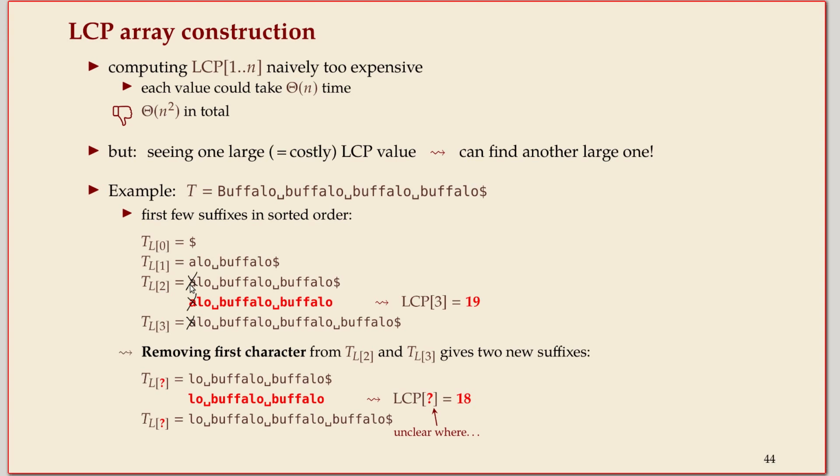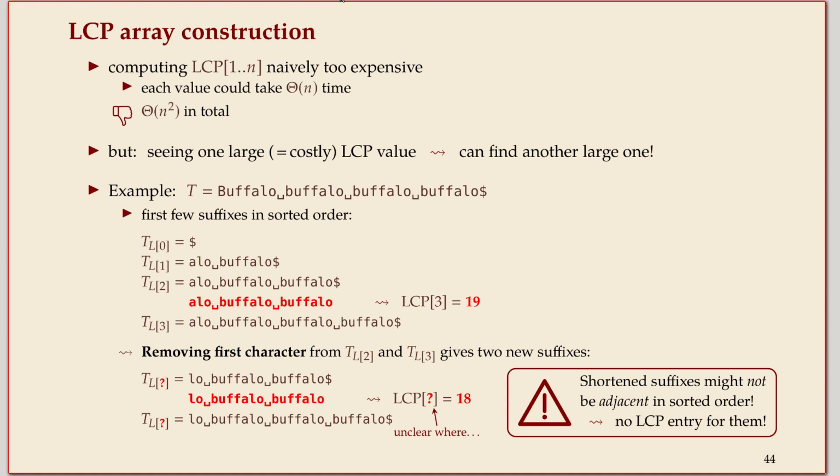And also, removing the first character of a suffix of the text, of course, gives you another suffix of the text. So there exist two positions in the suffix array. We just don't know so easily which ones, but they exist where you have those two suffixes, and it's clear that they share the same characters, and it's just one less. Their longest common prefix is exactly 18 if this was 19.